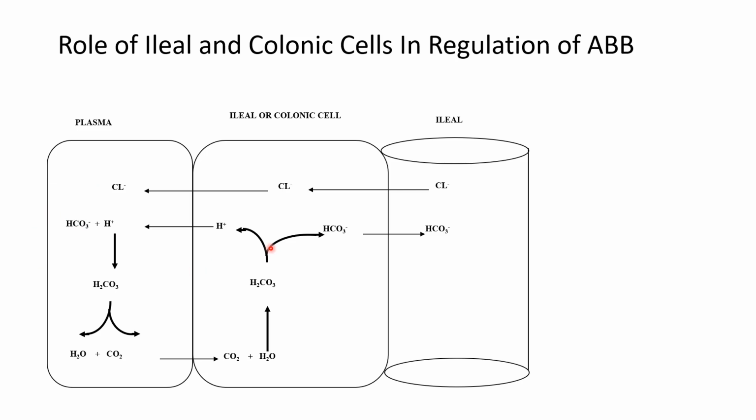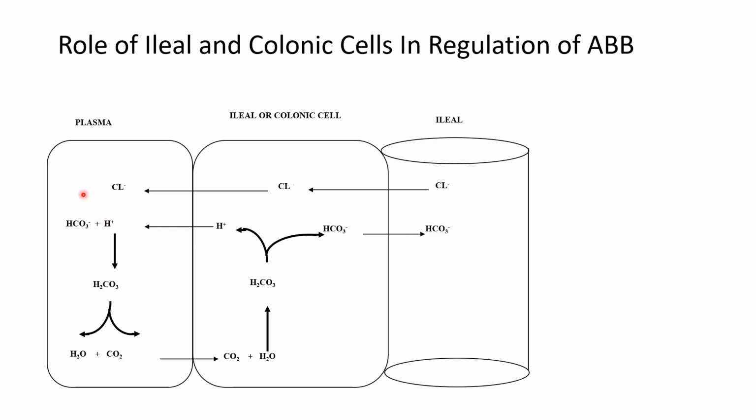The other way by which the ileal and colonic cells help to regulate acid-base balance is by production of this bicarbonate, which is lost from the body into the ileal or colonic lumen.